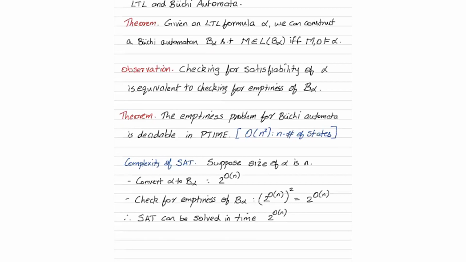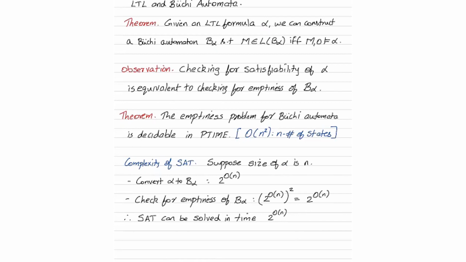Again, the worst case complexity is not so great, because this translation from formula to the automaton is an exponential translation, exponential in the size of the formula. So it's not about the model, but the size of the formula. So the satisfiability problem itself can be solved in time exponential in the size of the formula. That's what it says.